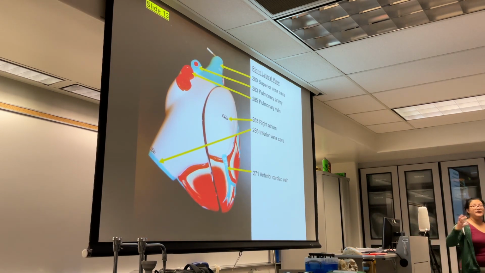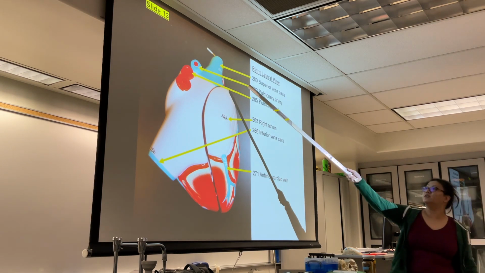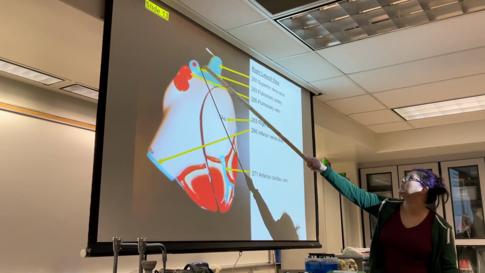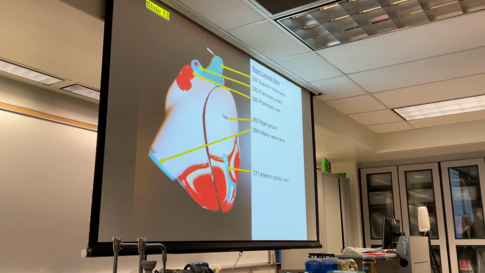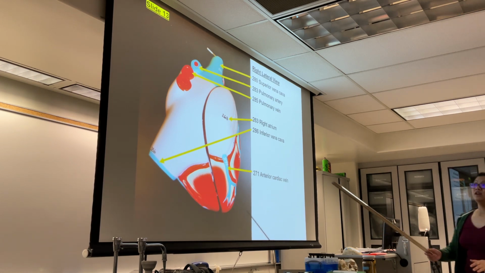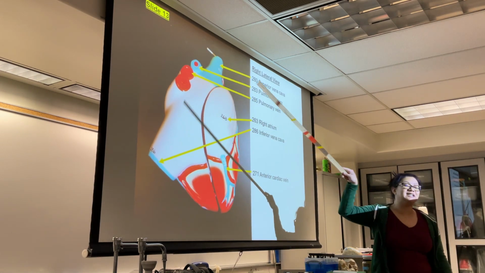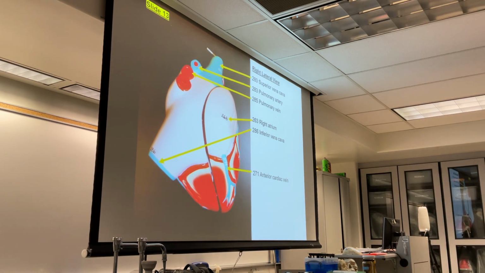If you're looking at the right side of the heart, you have your superior vena cava, which you're seeing there. Here's that pulmonary artery. Why is the pulmonary artery blue? It's not a vein, it's an artery, because it's bringing blood away from the heart. But why is it blue? Deoxygenated. It's carrying deoxygenated blood, because remember, everybody, the pulmonary artery takes the deoxygenated blood that you receive from the systemic circuit and brings it to the lungs for oxygenation.